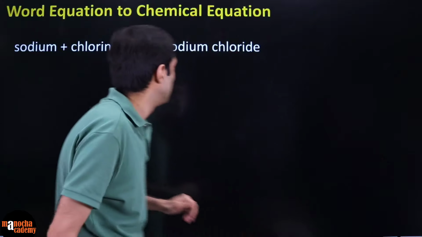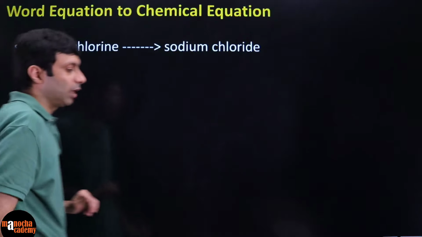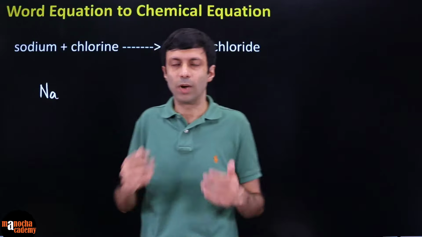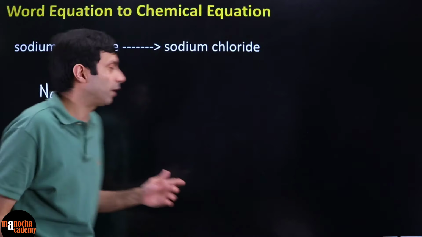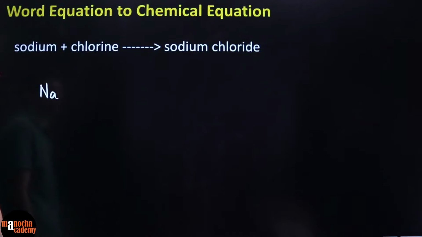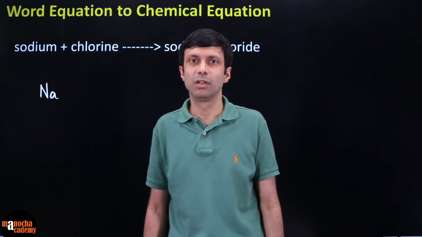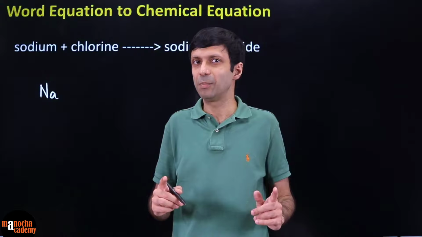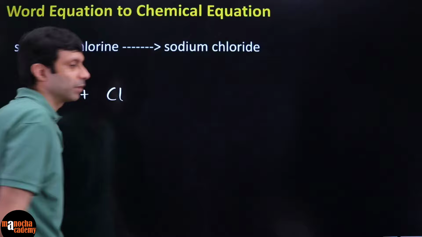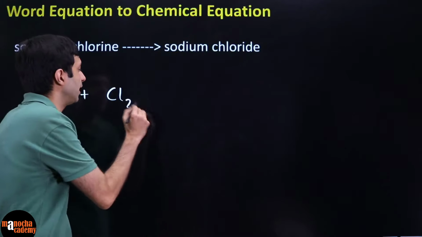Na. Okay. So let me write first, you write it in terms of symbols, Na. Now you think, what is the atomicity of sodium? Remember we said all metals are monoatomic. One molecule is one atom. So we don't have to write Na1. We can simply write Na over here. Okay. Next one, chlorine. Chlorine, is it an element or compound? Chlorine is an element. What is its symbol? Capital C, small l. Okay. And what is the atomicity of chlorine? Diatomic. Atomicity is 2. So I'm going to write Na plus Cl2.